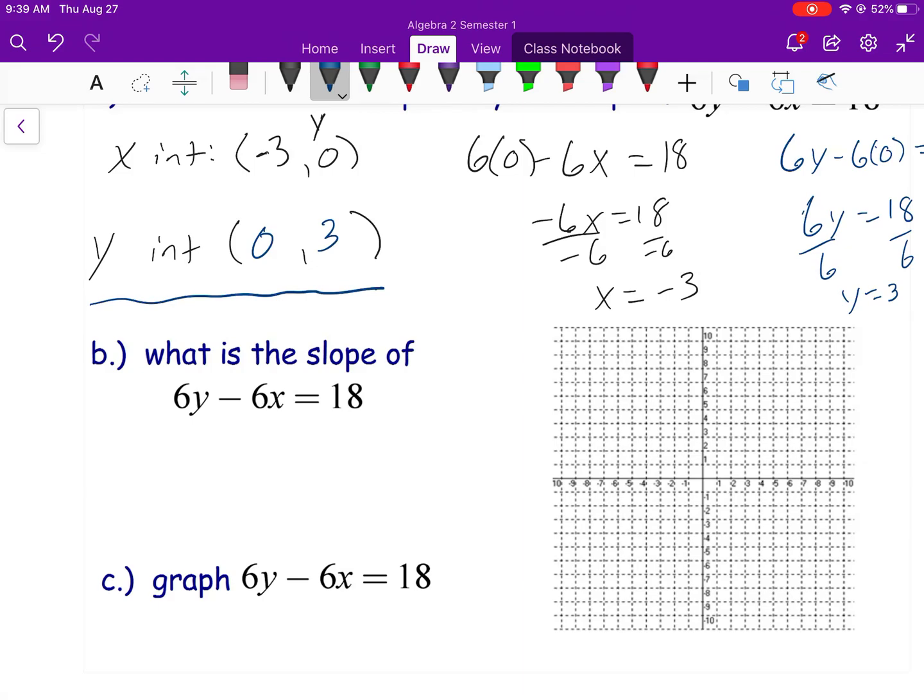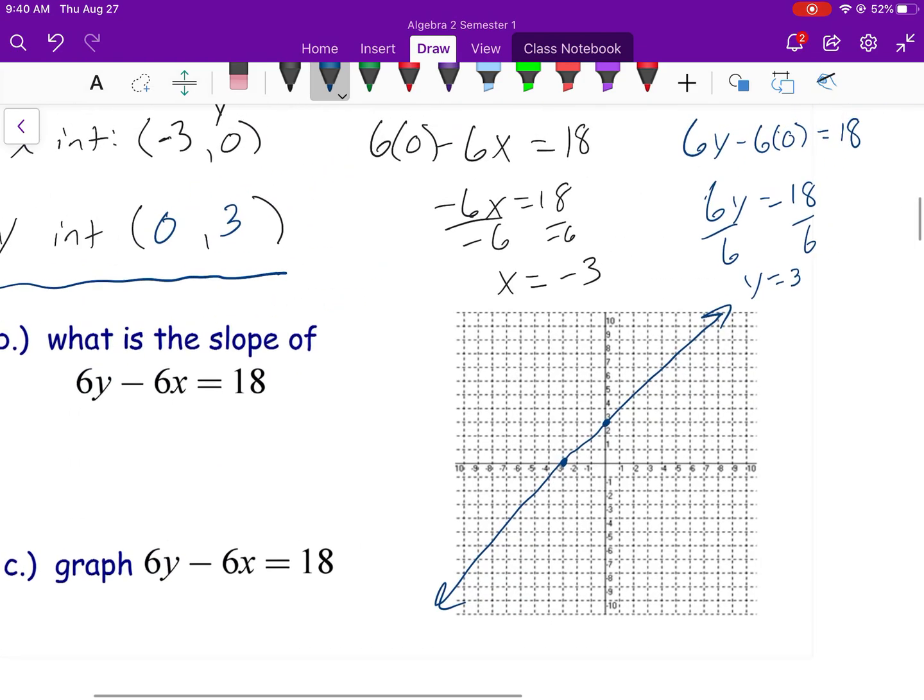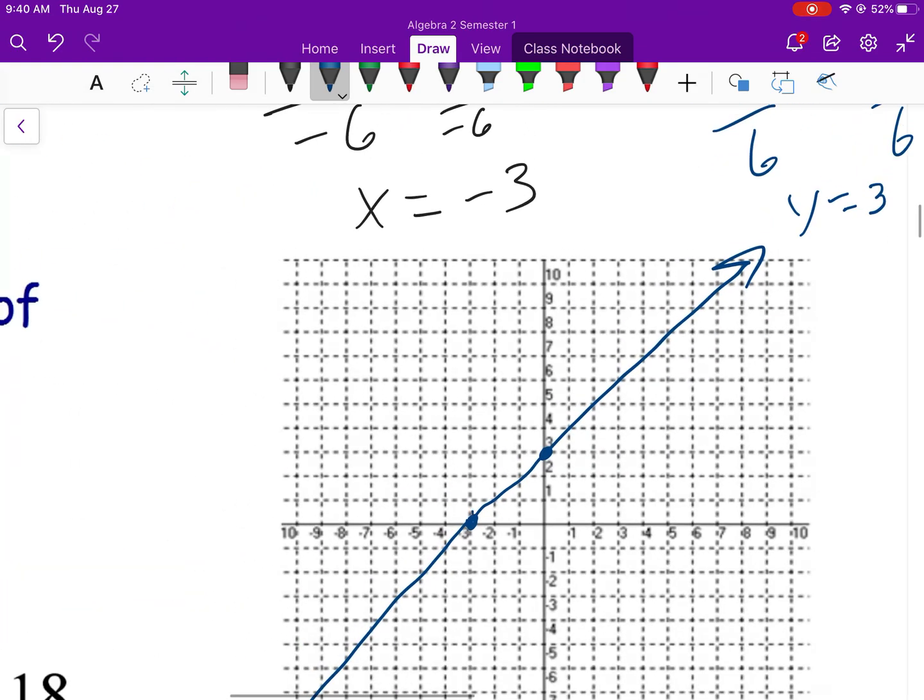Now what is the slope of this? Let's graph it to give us a visual. We have 2 points, and that's all you need in order to graph a line. We got that x-intercept of negative 3, 0, and that y-intercept of 0, 3. And then we just connect the dots. Now we have the 2 points. Go off of that: rise over run.